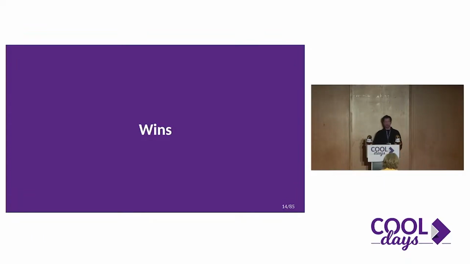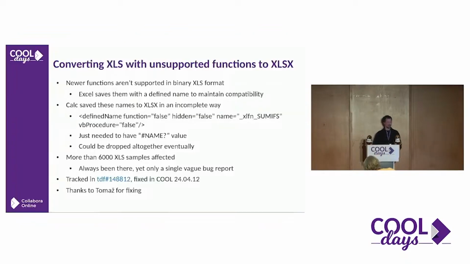So I want to talk about some improvements. These are some individual improvements and fixes that were done in the past couple of months. One was related to converting XLS files to XLSX that contained unsupported functions. So XLS, the binary format, since it hasn't been improved recently, doesn't contain a lot of new features, like functions that OXML supports in newer Excels.